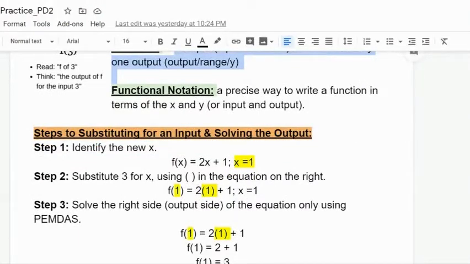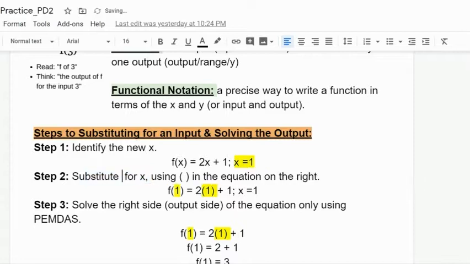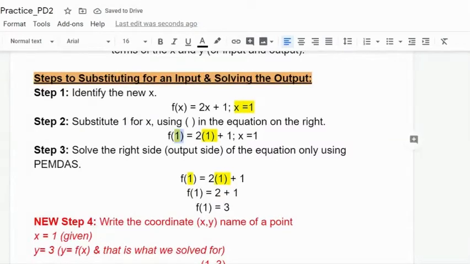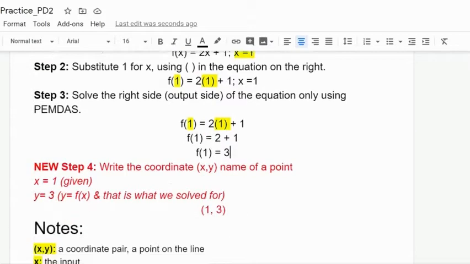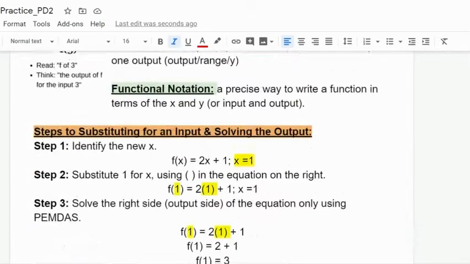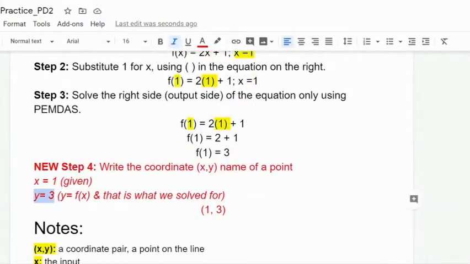So quick review of our steps. 1, you identify the x, then you substitute the x into the equation as well as the left side, the functional notation. And then you just solve on the right using PEMDAS. Last but not least, and this is the important one, we create the point. So the x, y is our coordinate. We were given the x, so in this case, x equals 1. And then we were created the y. So the x is the input, and we were given the output. So it'll be 1, 3.